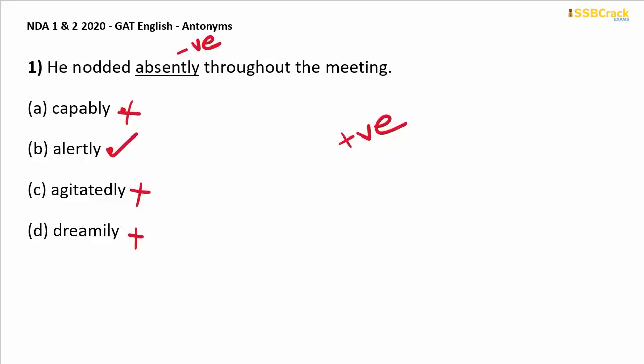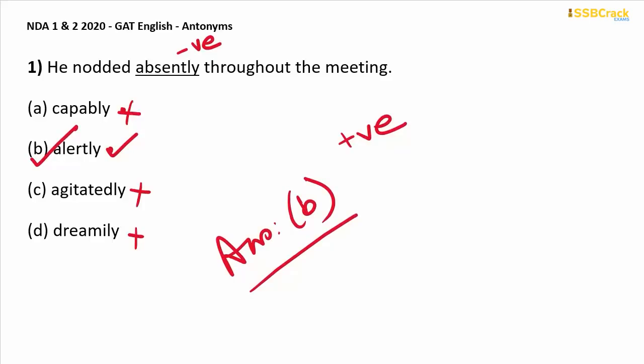And we are left with option B, which is alertly. So when you are alert, you are attentive. You are giving a lot of attention to the work that you are doing. So alertly can be the antonym of the word absently. So therefore, your answer is option B, that is alertly. Let's go to the next question.